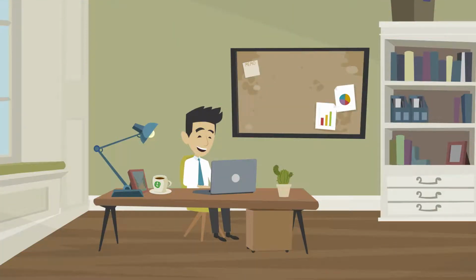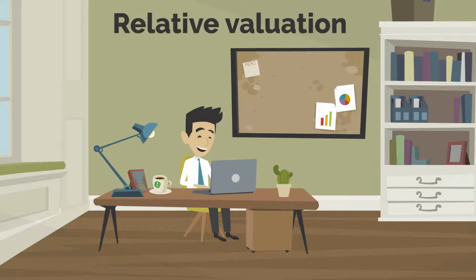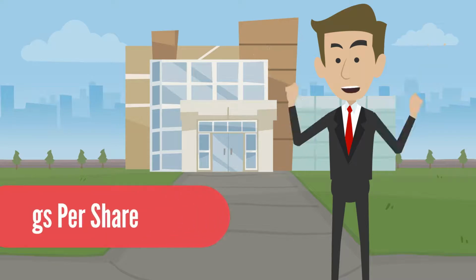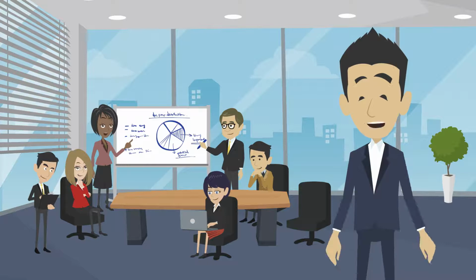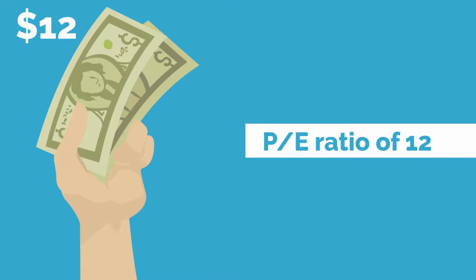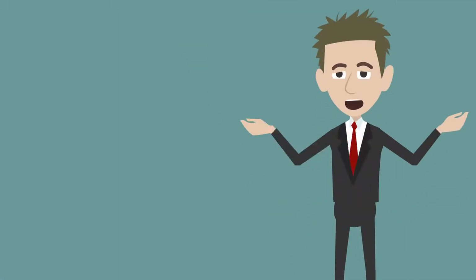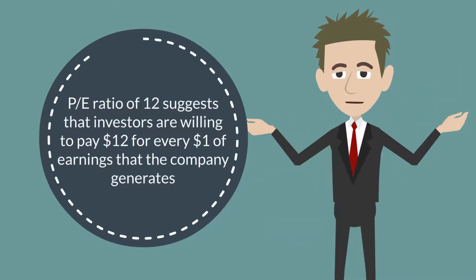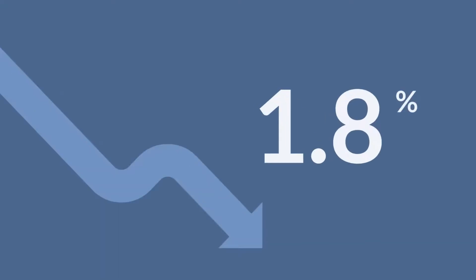One ratio commonly used in relative valuation for stocks is the price-to-earnings ratio, which is the ratio of a company's stock price divided by its earnings per share. For instance, a publicly traded company that generates annual earnings per share of $1 and is trading at $12 per share has a P/E ratio of 12. In other words, a P/E ratio of 12 suggests that investors are willing to pay $12 for every $1 of earnings that the company generates. The higher the P/E ratio, the more expensive the stock, and the lower the P/E ratio, the cheaper the stock.